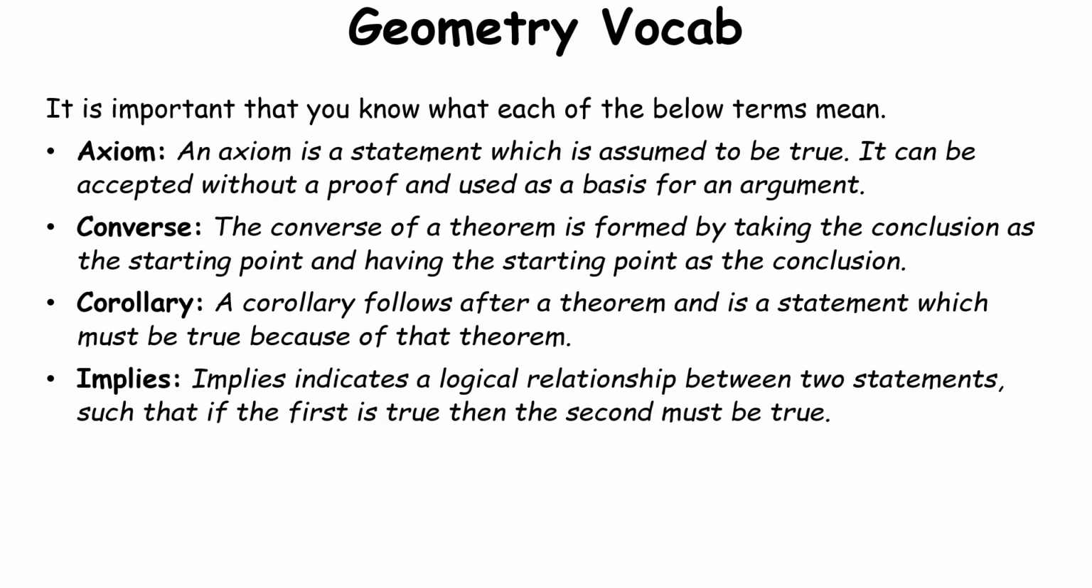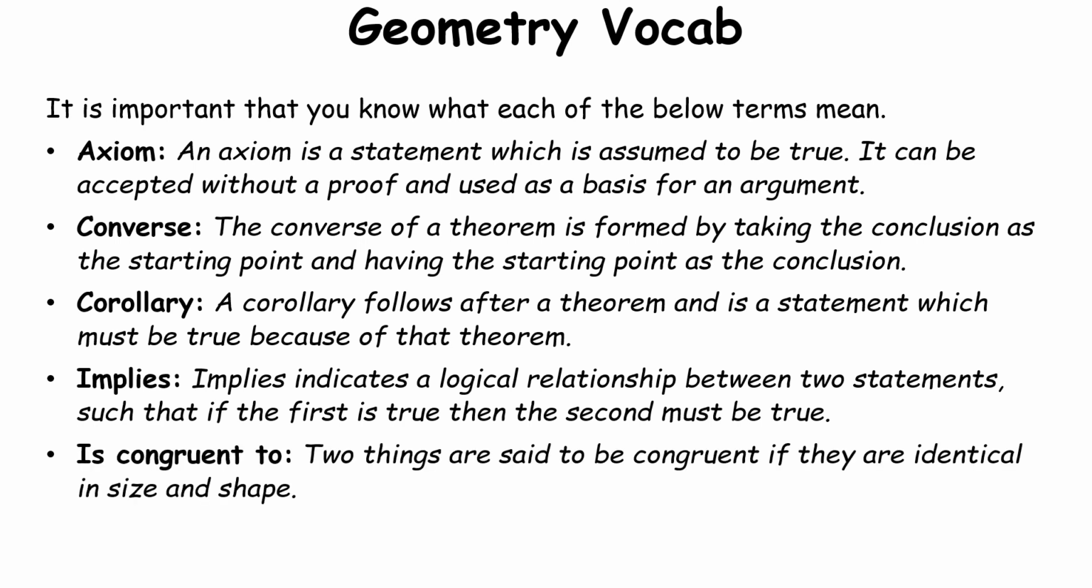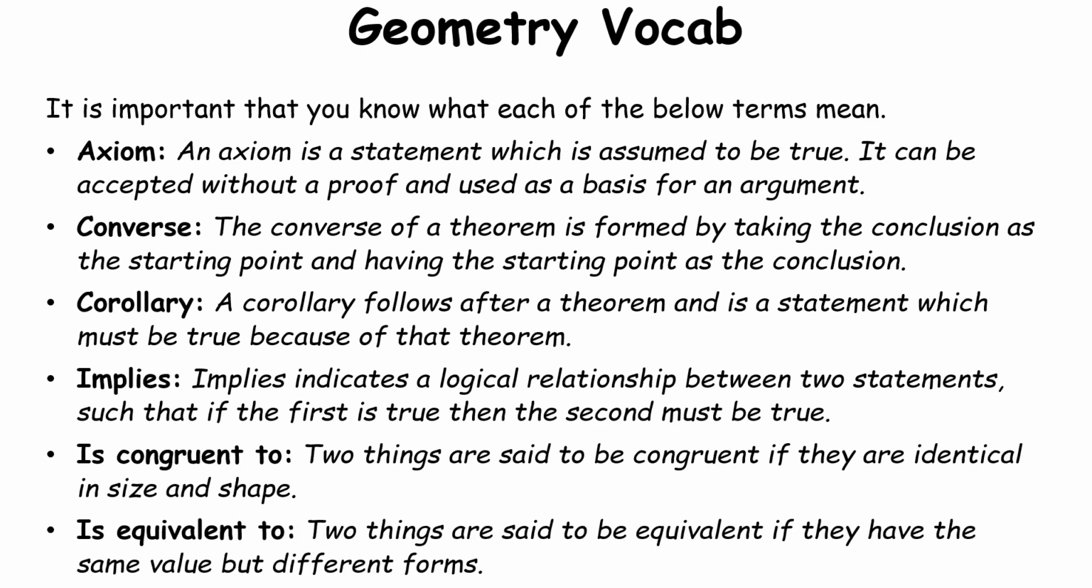Implies indicates a logical relationship between two statements, such that if the first is true, then the second must be true. Is congruent to: two things are said to be congruent if they are identical in both shape and size. We're going to look at congruent in a lot more detail because on the Junior Cert course we specifically looked at congruent triangles, so that will be covered more in the second geometry video on triangles. Is equivalent to: two things are said to be equivalent if they have the same value but different forms.